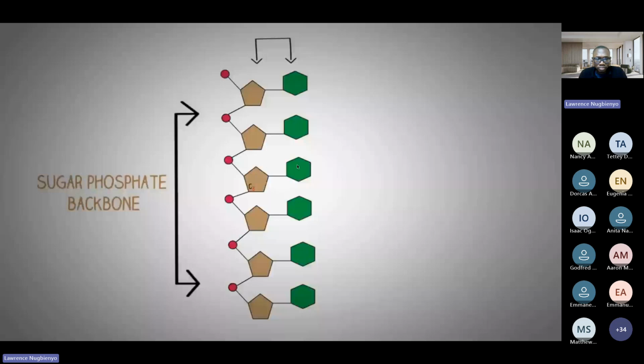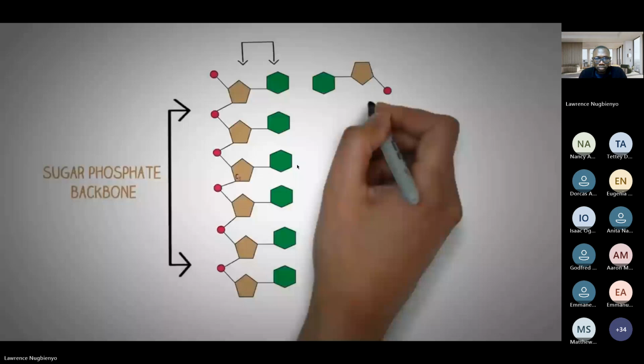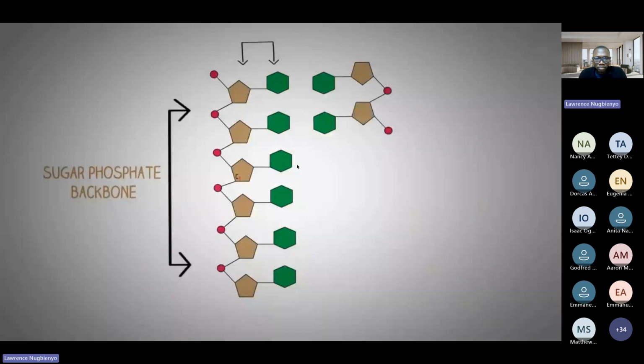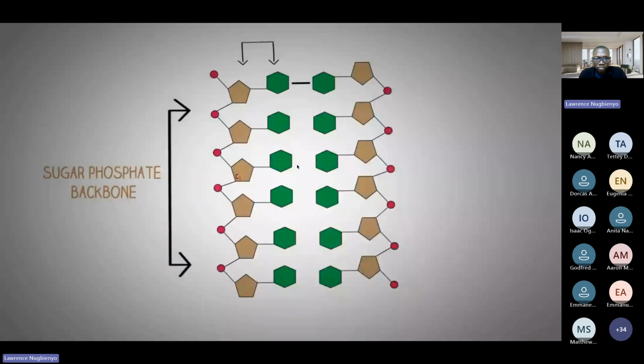Now, this can be an example of RNA if the sugar present in this example is a ribose sugar. But if we take a similar strand of polynucleotide and run it in the opposite direction, this strand binds with the original strand through hydrogen bonds.